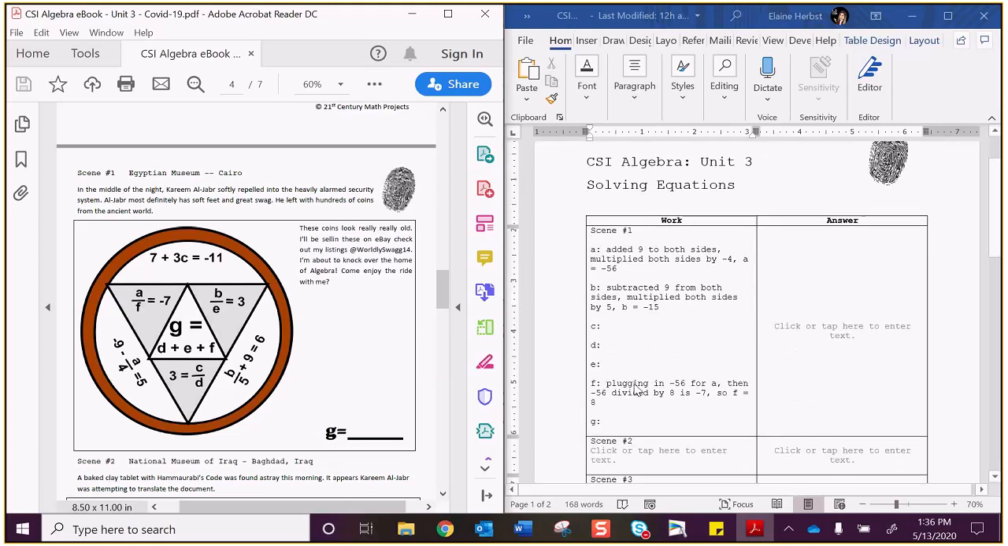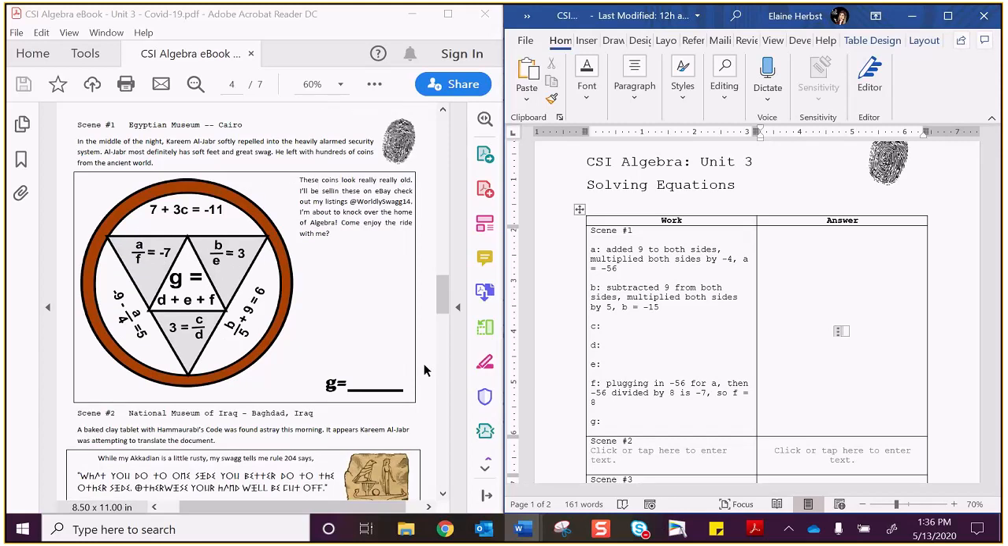When you get what G is, that's what goes over here. So let's say it's negative 10. You'd put negative 10. You don't have to have any kind of explanation on this side. This is just a quick place for me to check your answers, because if you're wrong, then you're going to pick the wrong suspect and we'll have to go back. So that's the first scene. You'll need to finish that one today.